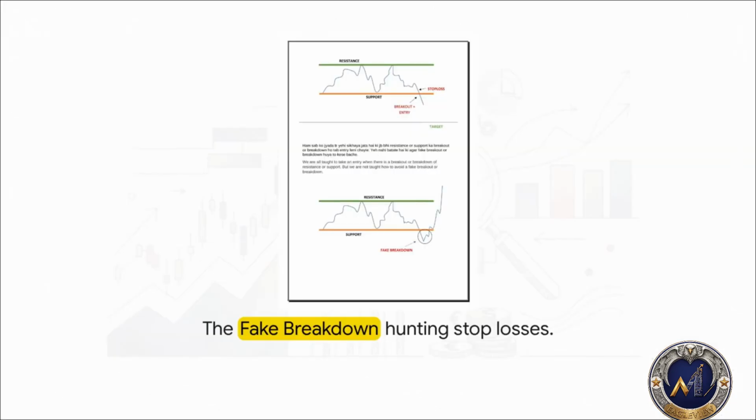Consider a typical support level here. Notice how the retail trader thinks. They see the price drop below support, assume it's a confirmed breakdown, and take a very aggressive entry. But it's a fake breakdown. The big players instantly step in, reverse the market, and hunt all those stop losses sitting just below that line. It happens all the time.